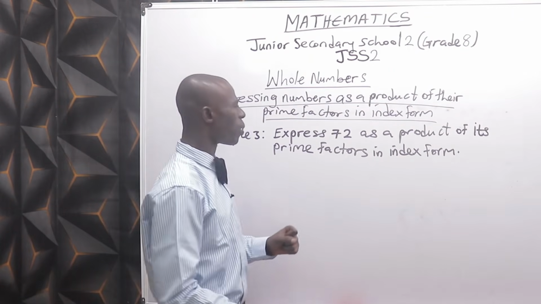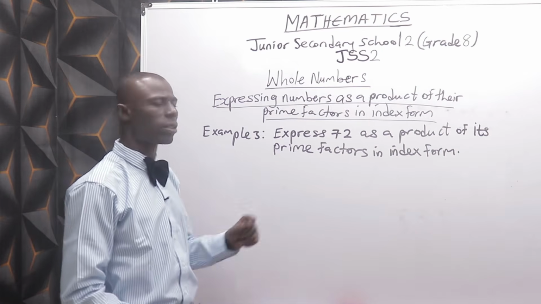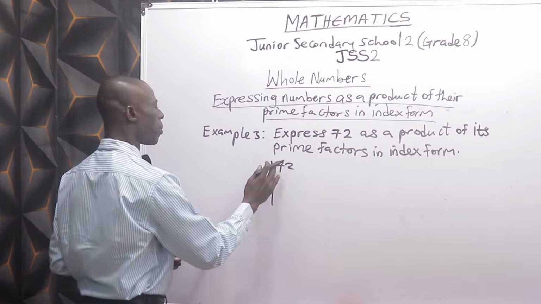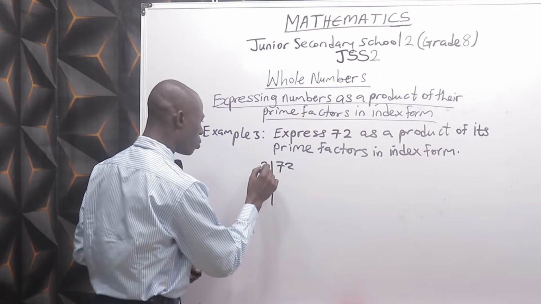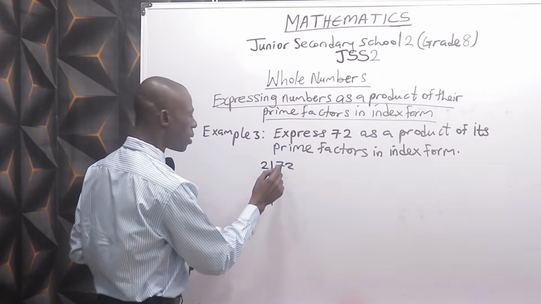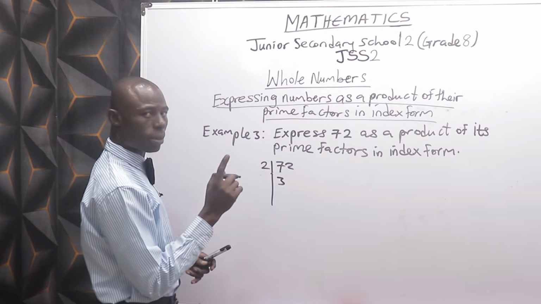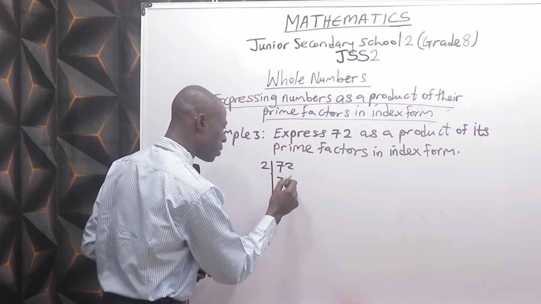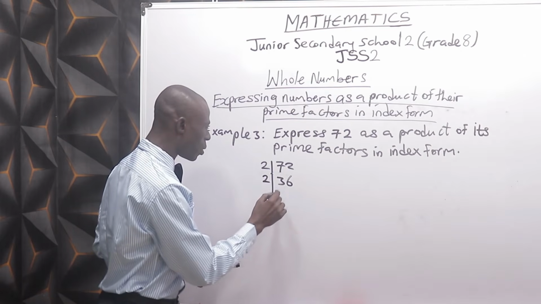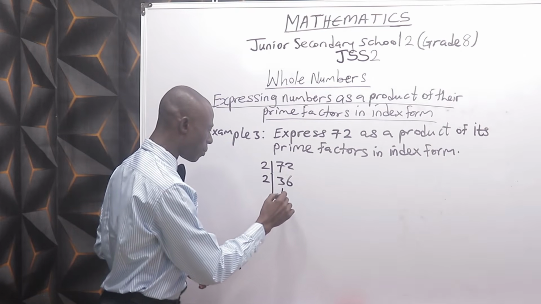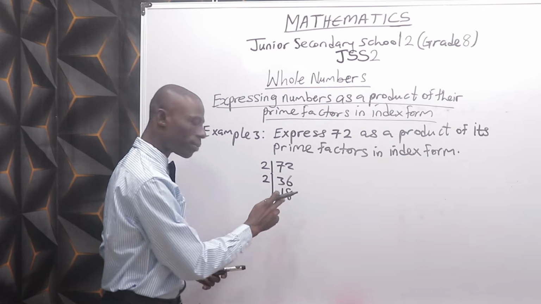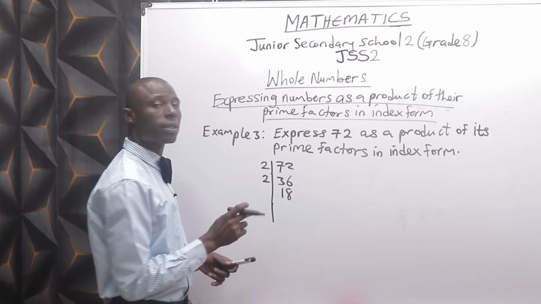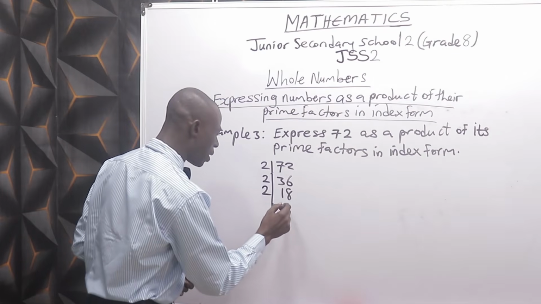Express 72 as a product of its prime factors in index form. Take 72 here. The first prime number, which is 2, use it to divide it because it can divide it. 2 in 7 is 3. It remains 1. That one being used with 2 gives us 12. 2 in 12 is 6. 2 can still go. 2 in 36, that is 18, because 2 in 3 is 1. Remaining 1. Use that one with 6, making 16. 2 in 16 is 8. 2 can still go. 2 in 18 is 9.